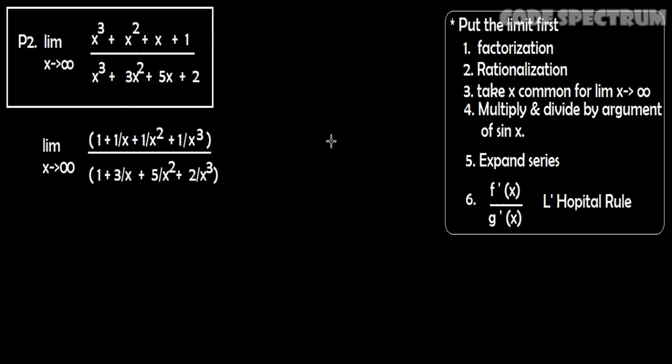Now let's do the start point. Put the limit first. Now if you put the limit in here, it will become 0 because of 1 by x, and if you put the limit x equals infinity, it will become 0. It means all these terms will become 0 and we're left with 1. You could have done this problem with the 6th point, which is the L'Hopital rule. I will leave it for you.